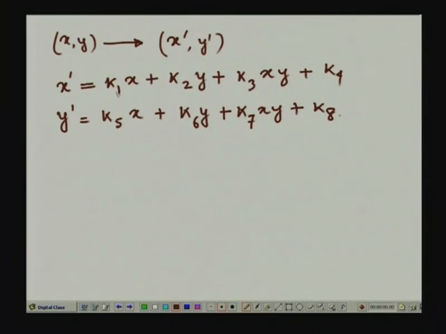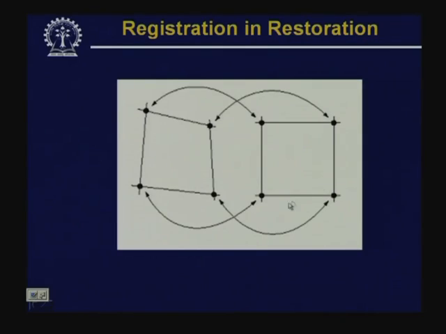So, for computing this k 1 to k 8, these constant coefficients, because there are 8 such unknowns, I have to have 8 such equations, and those equations can be obtained from 4 pairs of corresponding points from the 2 images. So, if I look at this figure, I have to get 4 such correspondence pairs. Once I have 4 such correspondence pairs, I can generate 8 equations, and using those 8 equations, I can solve for all those constant coefficients k 1 to k 8.